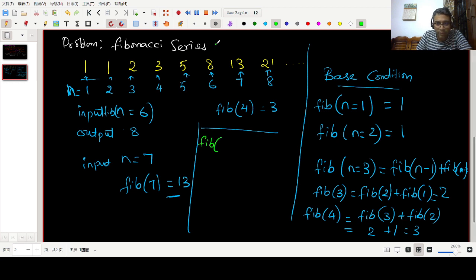Fib of 5. It is fib of 4 plus fib of 3. You already know what fib of 4 is, that is 3. To find this, it again recursively calls fib of 3. What is fib of 3? 2. So it is equal to 5. It is recursion. It is an iterative process, right? Hope you understood. Let us define an algorithm.